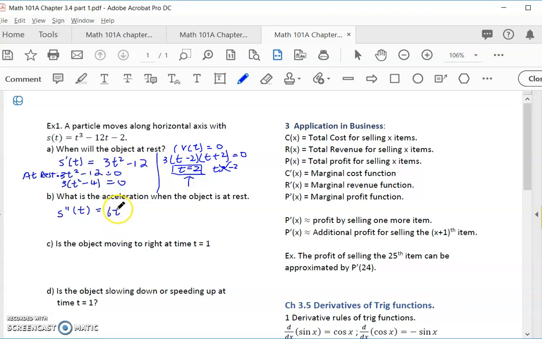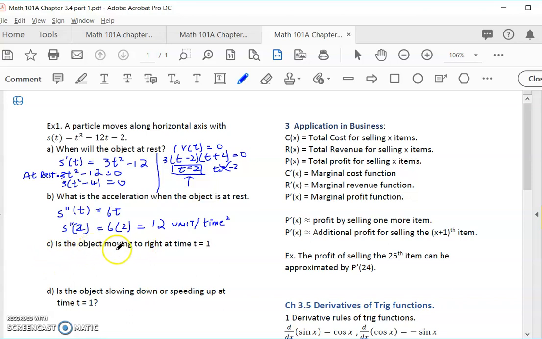Okay. So what is the acceleration when it is at rest? We would plug in t equal to 2. So s double prime of 2 is equal to 6 times 2 equal to 12. They didn't tell us what unit it is, so I don't know what unit it is. It would be unit per time squared, right? Time period squared, if we are to give them.